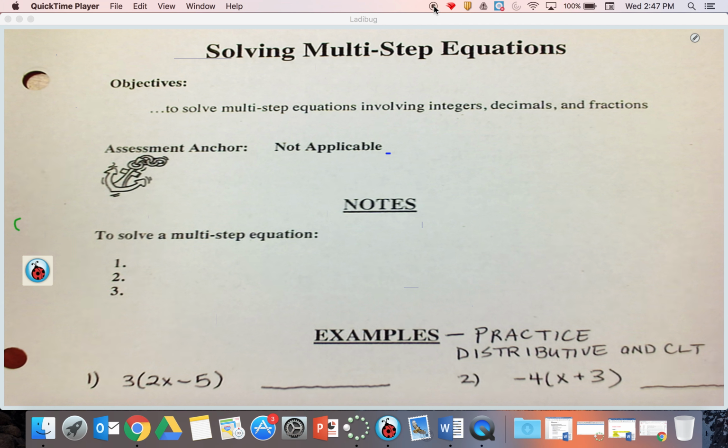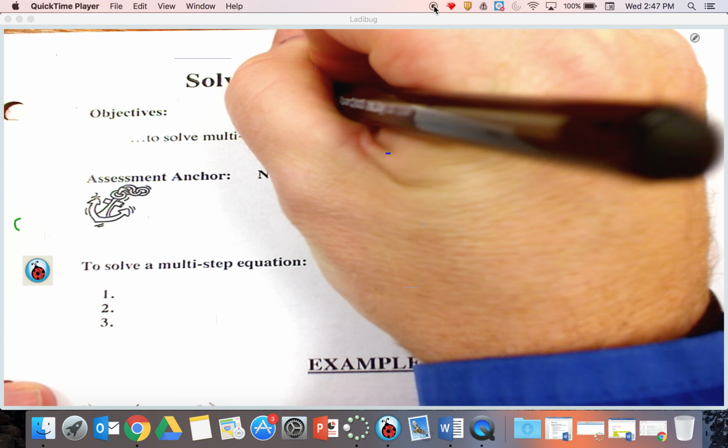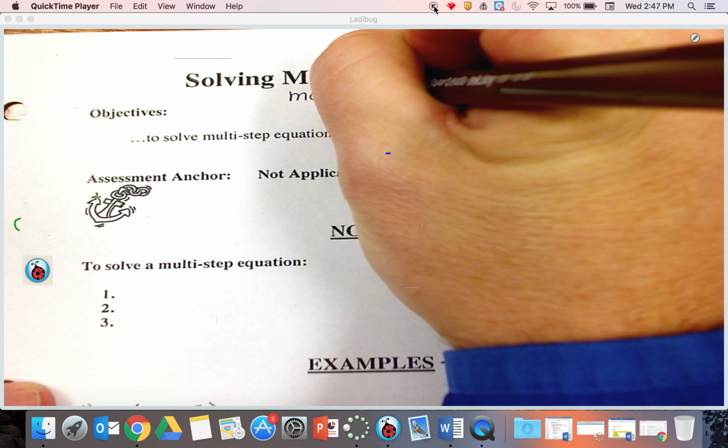Hey guys, this is your solving multi-step equations video here. Multi-step means more than one step that we're going to take. So basically we're taking more than two steps here. This is going to take more than two.